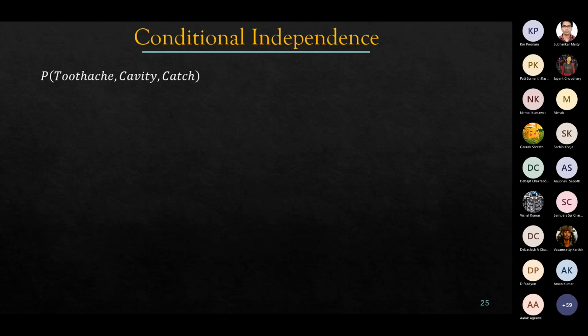So let us have some examples of this idea of conditional independence. We have three variables: toothache, cavity, and catch. Toothache is whether you are having a toothache or not. Cavity is whether someone has a cavity in the tooth or not. And catch is whether a probe used by the dentist is able to catch the cavity. So these are the three variables.